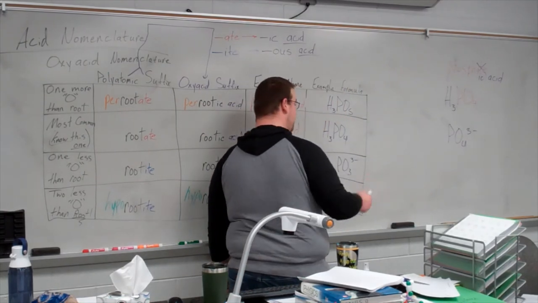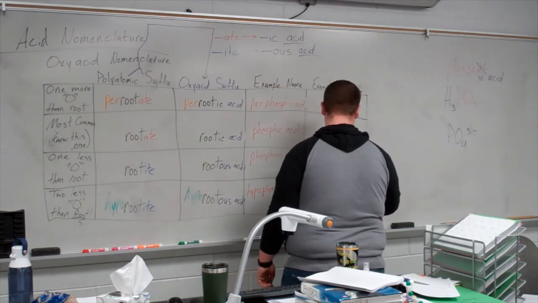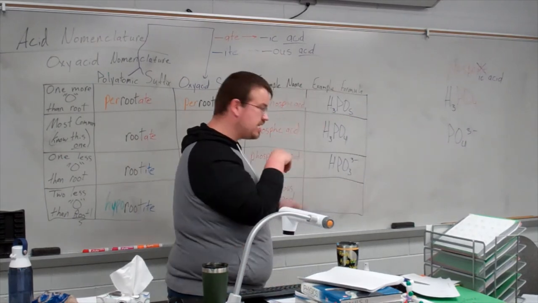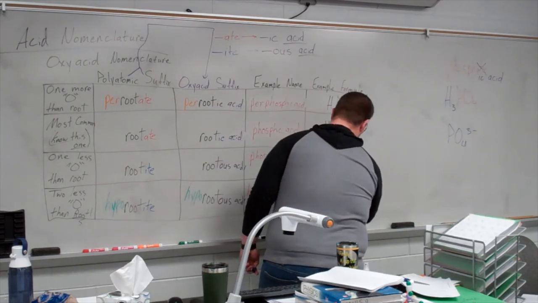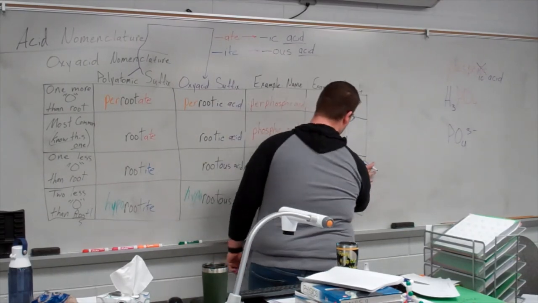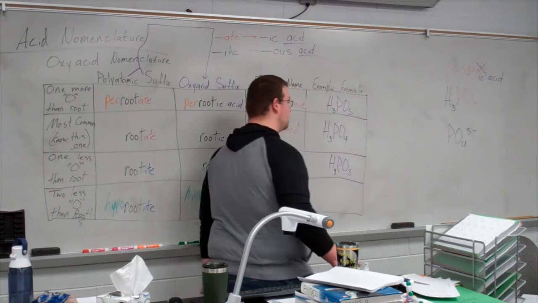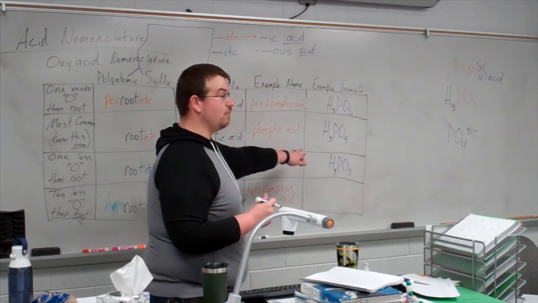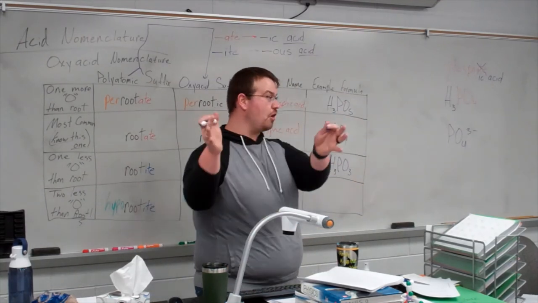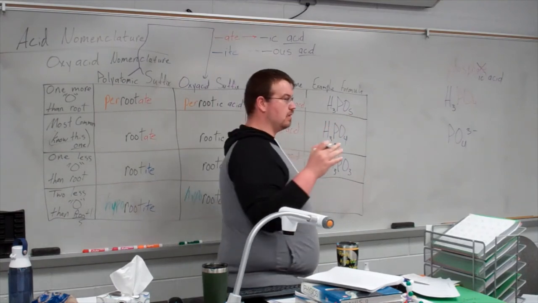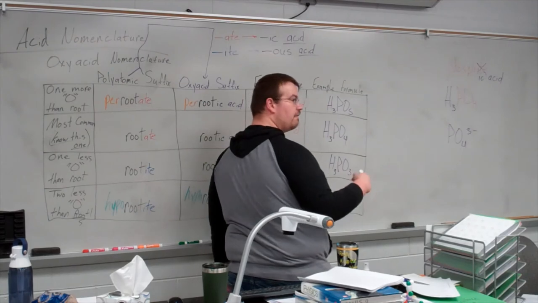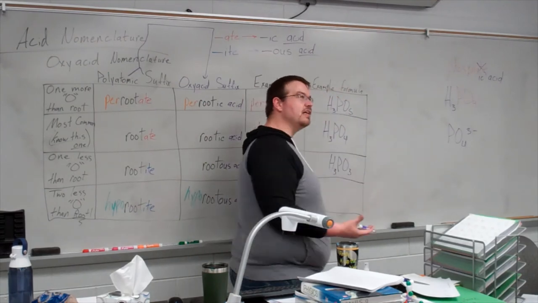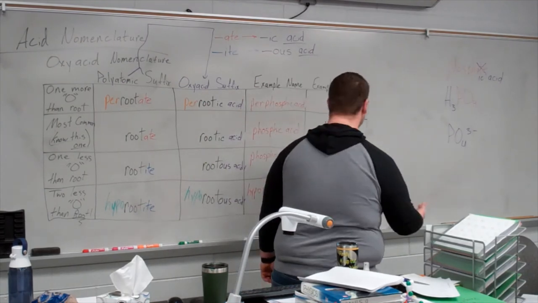PO3 3 negative. Whenever you do that, we have to put hydrogen at the front. There's hydrogen. How many hydrogens do you put? 3. Raise the charge. It all is based off that charge. So here, hypophosphorous acid. Hypophosphorous comes from hypophosphite.